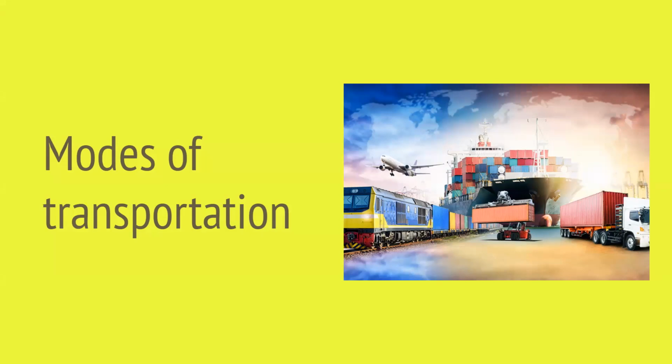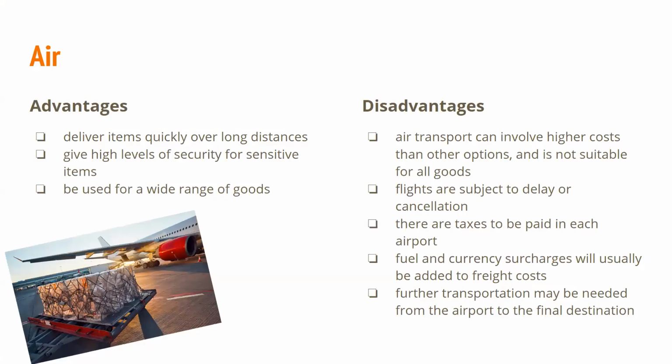And we say that there's sea. So let's talk about air first. There are obvious advantages of air, basically, one being that you could deliver items quickly over long distances.